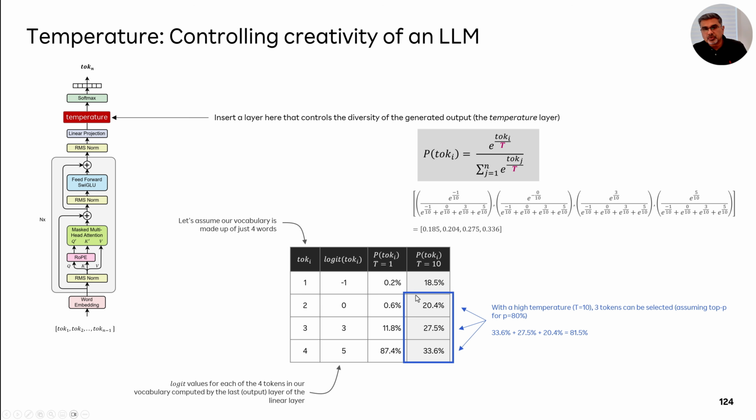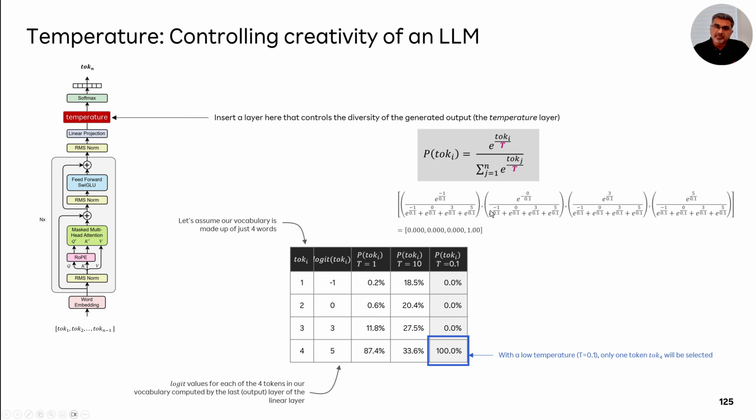Now let's do one more run. Let's pick a temperature which is very low, 0.1. Now when you do this, again -1 divided by 0.1, 0 divided by 0.1, 3 divided by 0.1, and so on. Once you do that and you do the softmax, you see that all the probabilities now got distributed to that token which already had high probability. So when you lower the temperature, it decreases the candidate list of tokens that it can pick from.